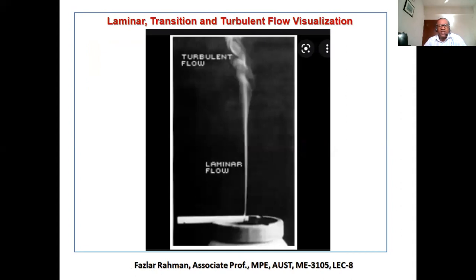Okay. There is another example of laminar, turbulent, and transition flow. This portion obviously is turbulent. From here to here is laminar. But you look at this portion, some fluid going to the outside, this region, right? So this portion is called transition flow. Okay.